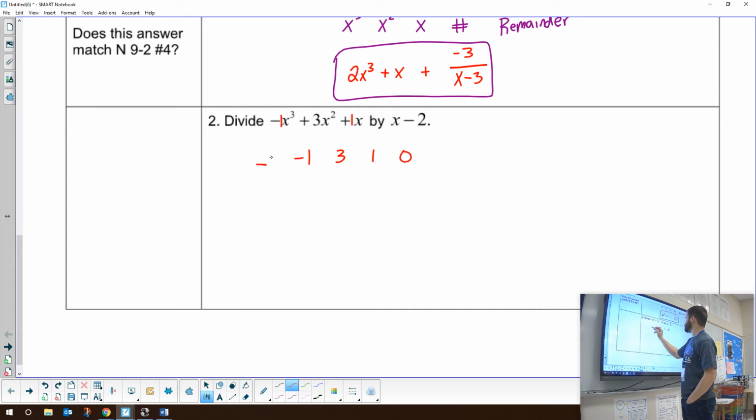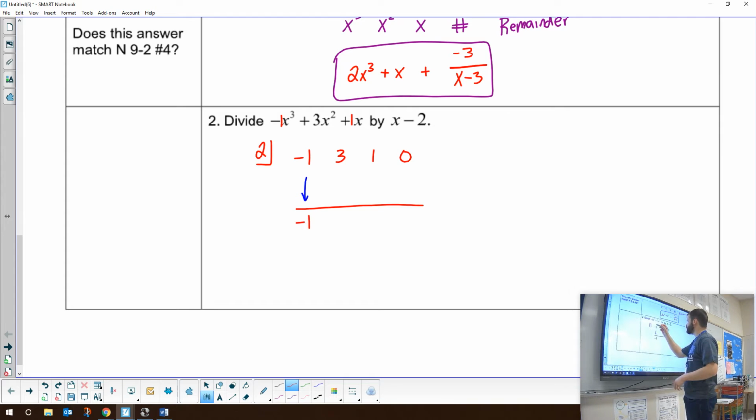I'm going to build my little backwards L. And the number that I put in there, remember, is the opposite of the number we're dividing by. So we have x minus 2 here, so we're going to put x plus 2 right there. We're going to draw my line, and now I'm going to bring down my first number. So we're going to bring down -1, and then we're just going to multiply, add, multiply, add, multiply, add, right?